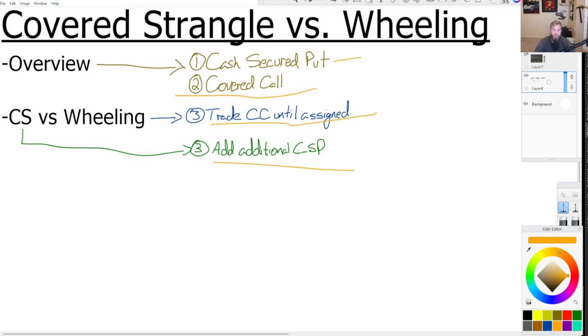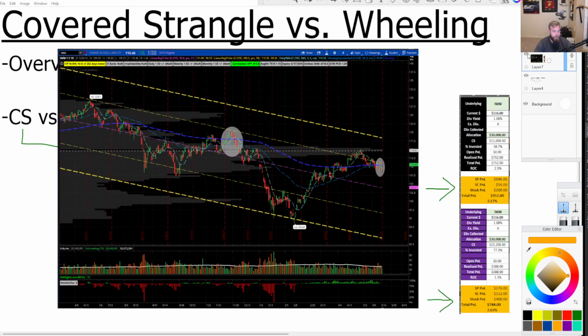And this is the primary reason why I like the coverage strangle, because it allows us to remain a little more sensitive to price. It also allows us to be more active and get more trades on to realize more profits. So let's take a look at an example.